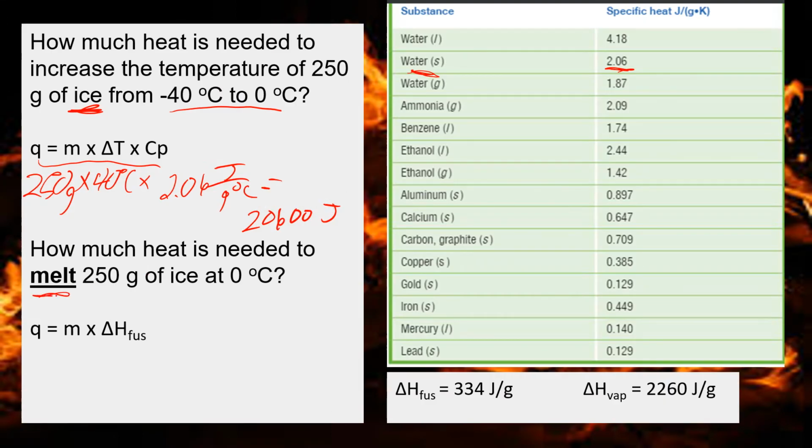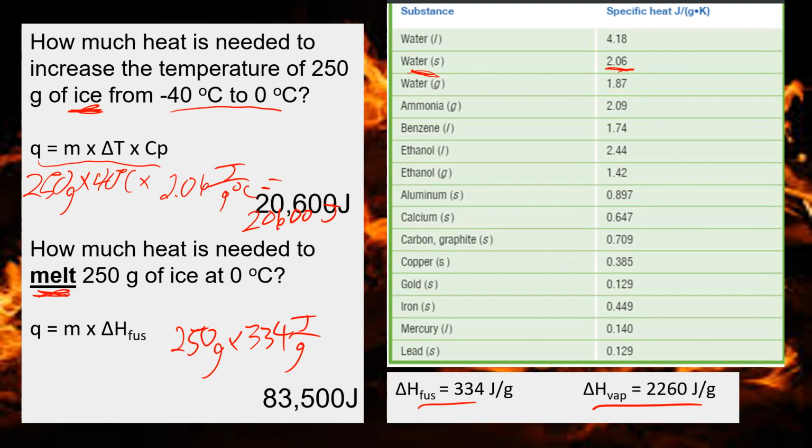This one where it's melting, so that's a change of state, we're going to use either fusion or vaporization. So we're going to need one of these things. And because it's melting, we're going to go with fusion. And the heat required for that would just be the 250 grams of ice times the delta H fusion, which is 334. So you need to know when to use these tools. And that's the point. And 250 times 334, I already actually had it, was 83500. There you go.